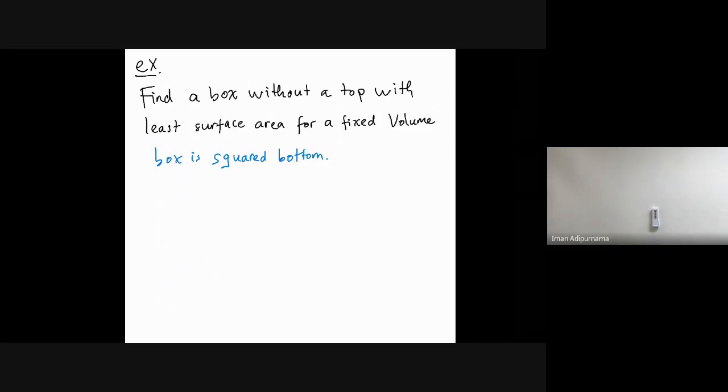So fixed volume means the volume becomes a constant. Sometimes it doesn't always have the number, but it will tell you which one is a constant. So that means you treat the V, the volume, like a number, like a constant. Okay, so when you derive, it will be 0.